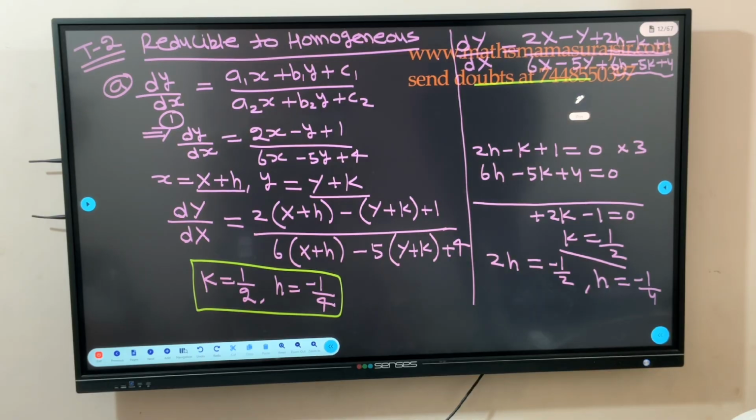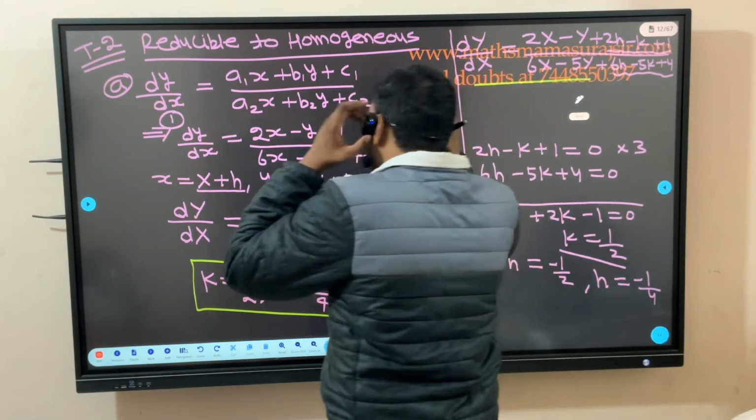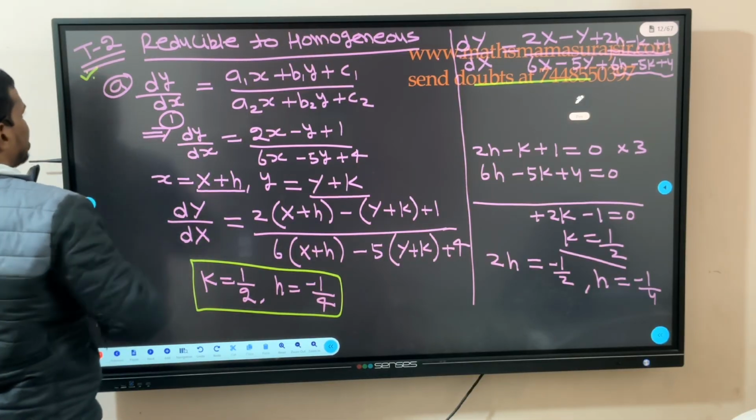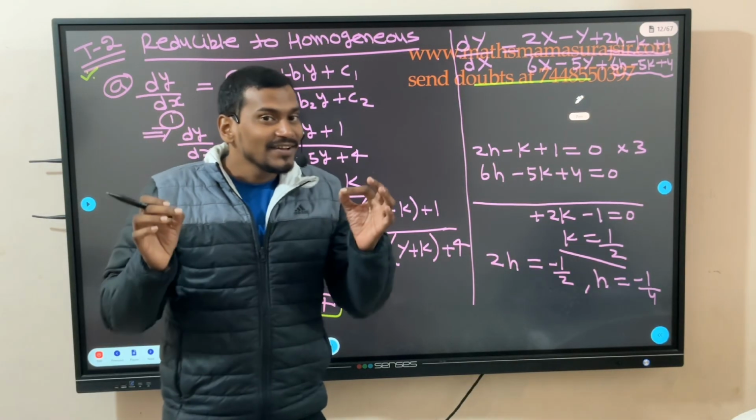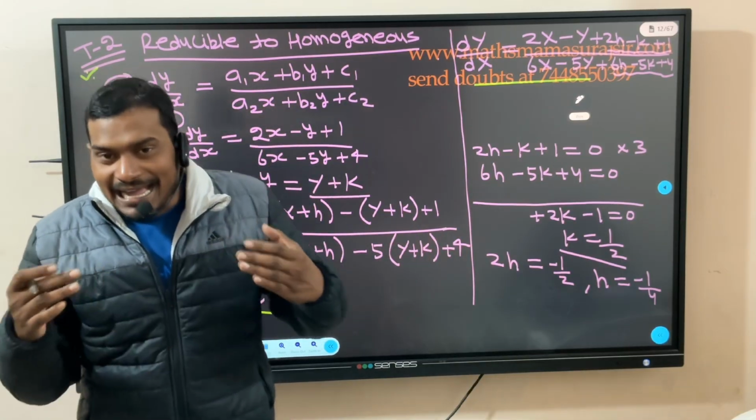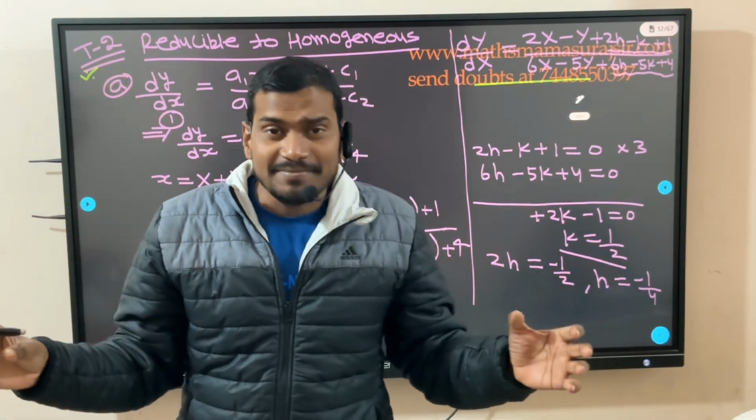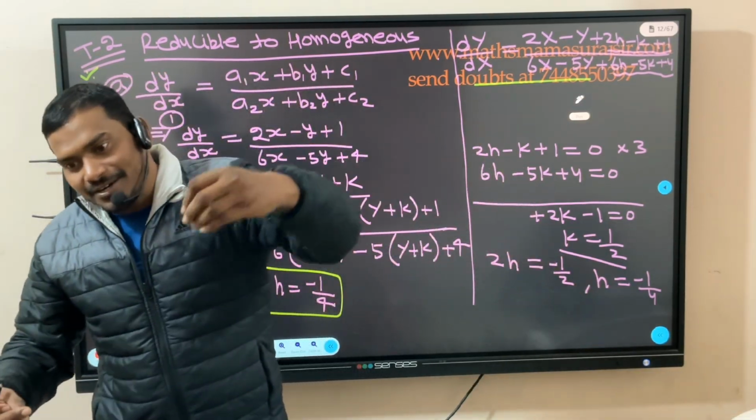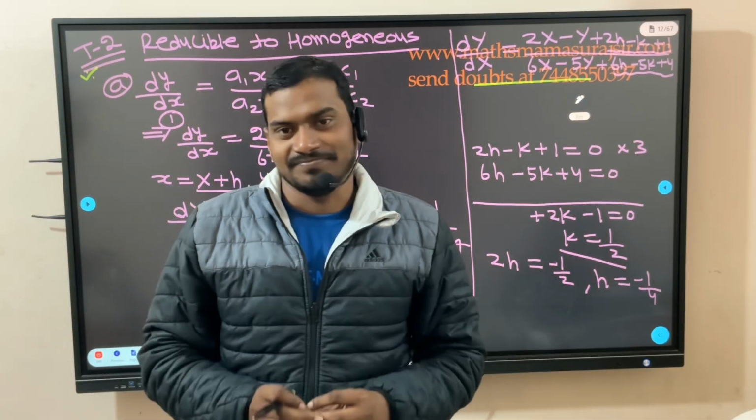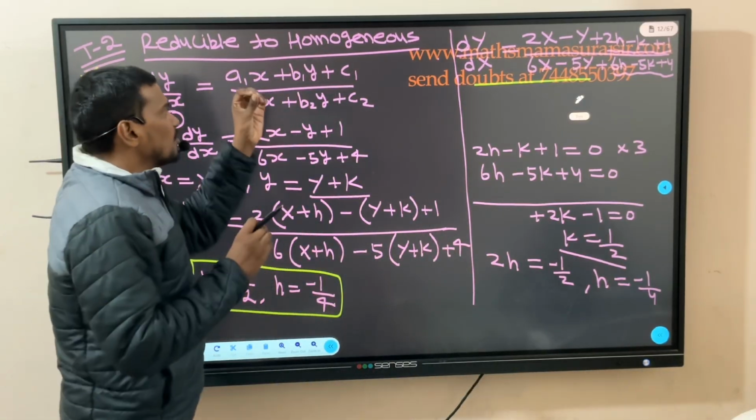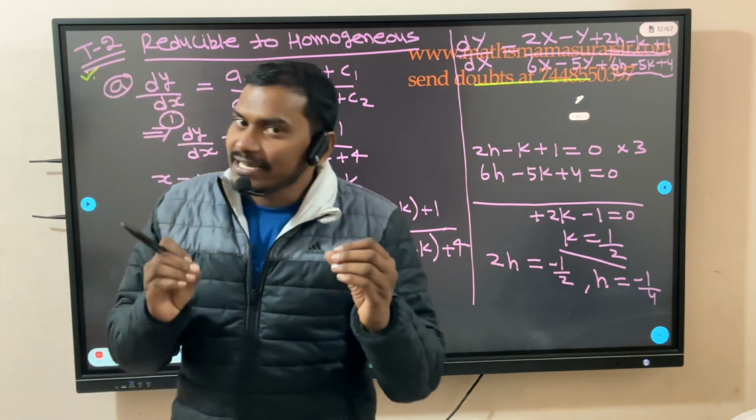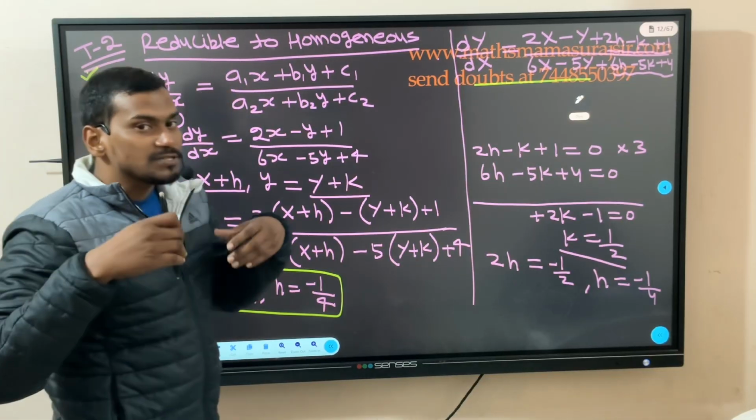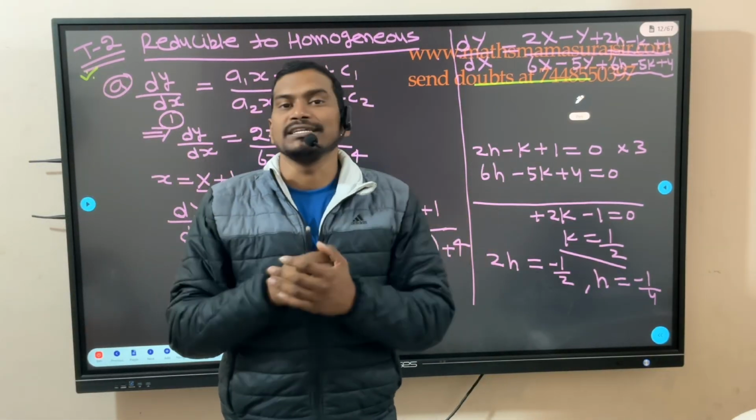Yes, my dear friends, see here now. Now we are at type 2, reducible to homogeneous. As we had seen in the variable separable, that one was simple variable separable, another was reducible to variable separable. Same here. We had seen homogeneous. Now we are seeing reducible to homogeneous, right? So in reducible to homogeneous, we have to substitute something and then it will be a homogeneous equation.